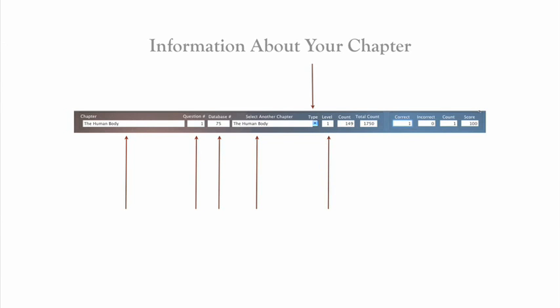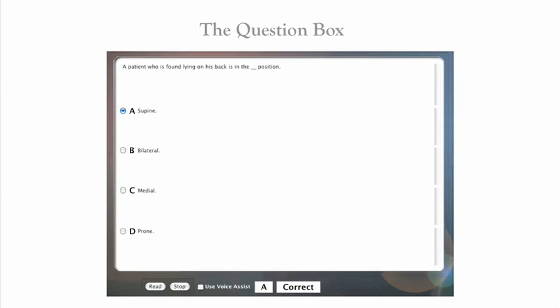Level allows you to assign a difficulty level to your questions, either 1 or 2. Count indicates how many questions are in the current chapter. Total count shows you the number of questions in the entire database. The score box displays your score. Below, the question box will display the question and the four possible answers.